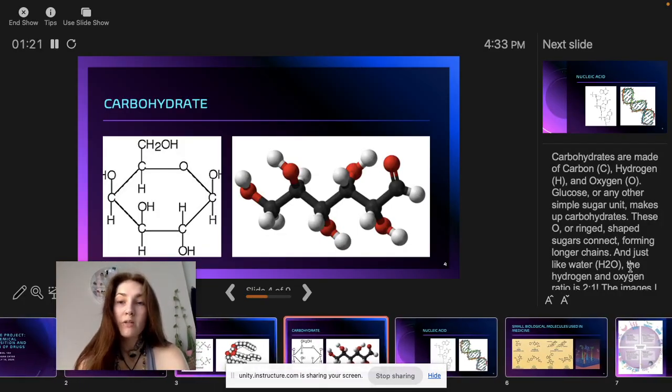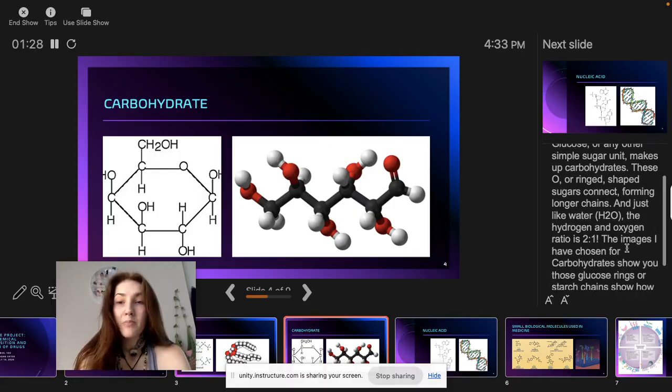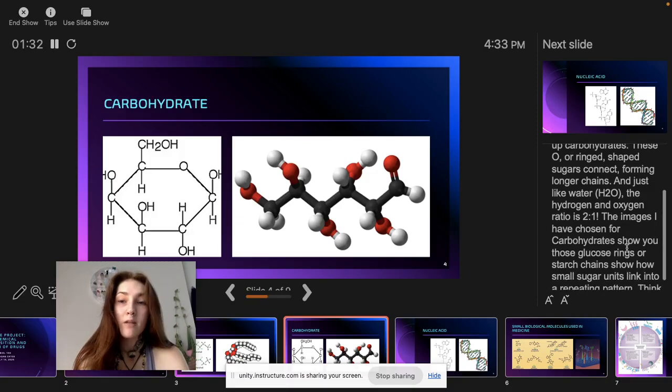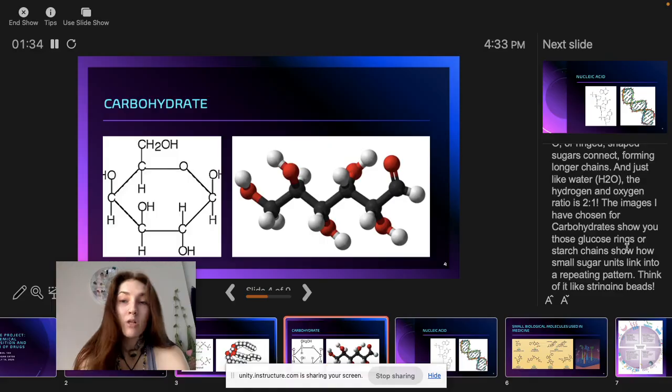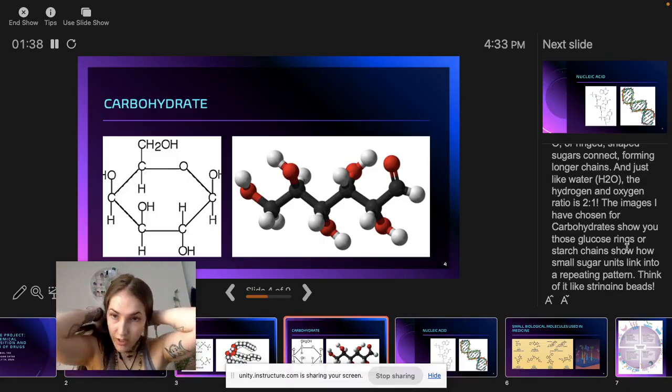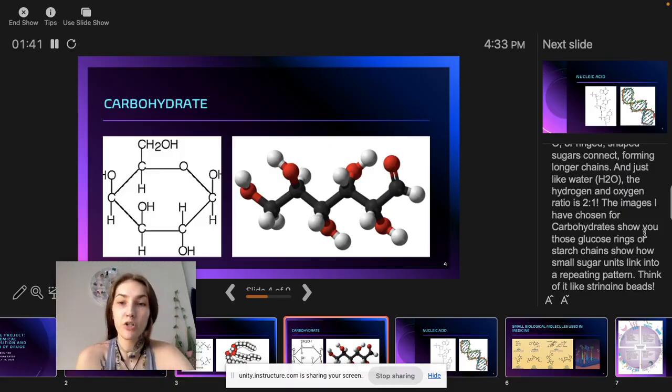Carbohydrates are made of carbon, hydrogen, and oxygen. Glucose and any other simple sugar unit makes up carbohydrates. These O or ring-shaped sugars connect, forming longer chains. And just like water, H2O, the hydrogen and oxygen ratio is 2:1. The images I have chosen for carbohydrates show you those glucose rings or starch chains, just how small sugar units link into a repeating pattern. Think of it like stringing beads.